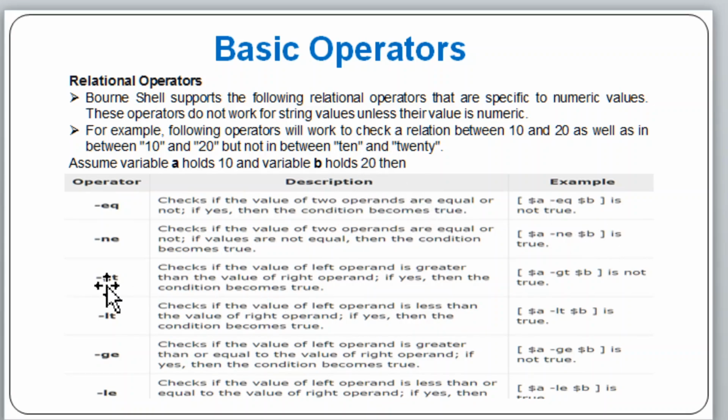We have gt or greater. This checks if the value of the left operand is greater than the value of the right operand. If yes, then it's true. So if variable a is greater than variable b, and this is not true, 10 is not greater than 20. Okay? And dash lt less than checks if the value of the left is less than the value of the right. So is variable a less than variable b? Yes, so that's true.